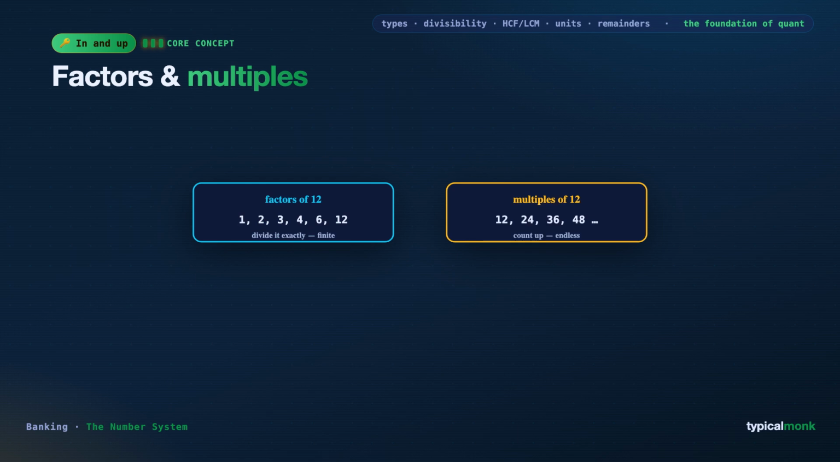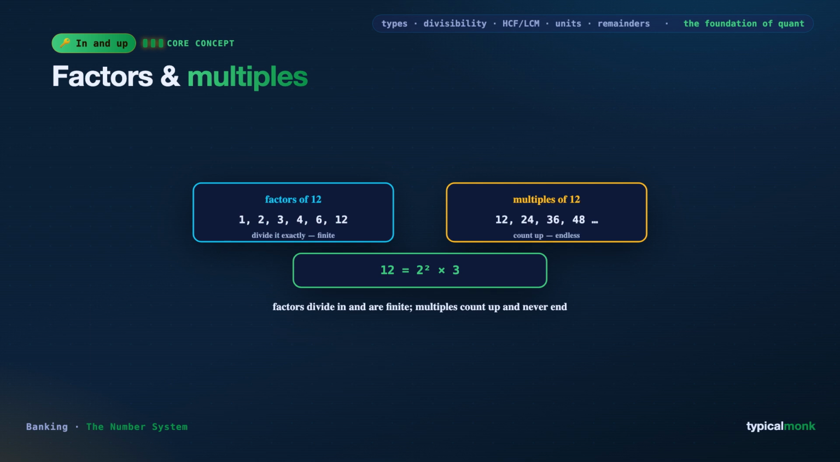Multiples are the exact opposite. The multiples of a number are what you get by counting it up, multiplying it by 1, 2, 3, and onward. The multiples of 12 are 12, 24, 36, 48, and so on forever. So multiples go outward, and the list is endless. There is no largest multiple. Hold the contrast in your mind. Factors divide in and are few. Multiples count up and are infinite. Confusing the two is one of the commonest slips in quant, so anchor it now.